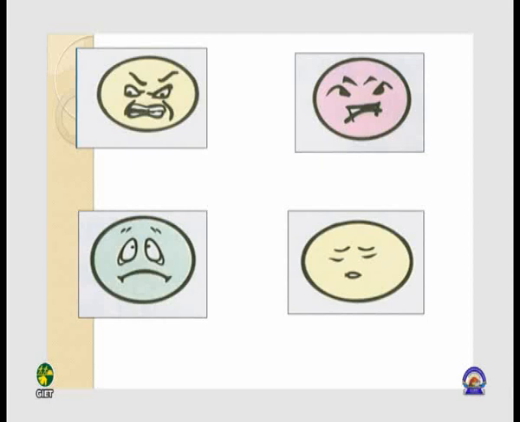Look at this picture. The first one is, yes, it is aggressive. The second one is, what do you think? Yes, you are right. It is angry. What do you think about the third smiley?